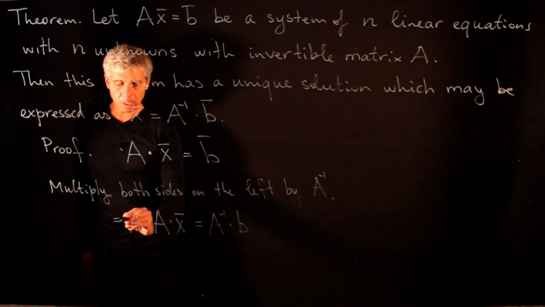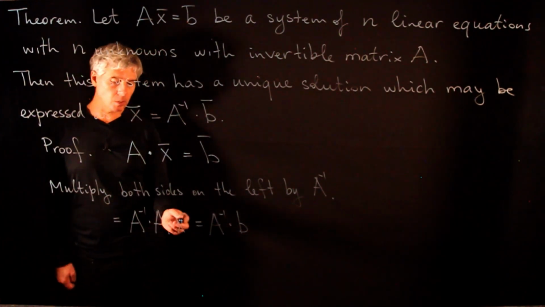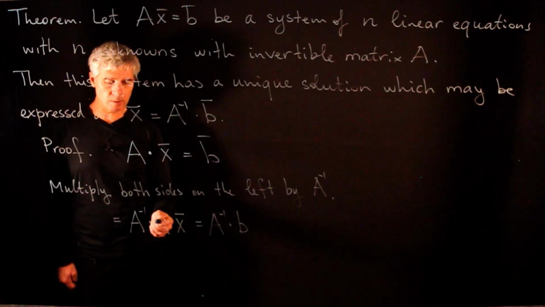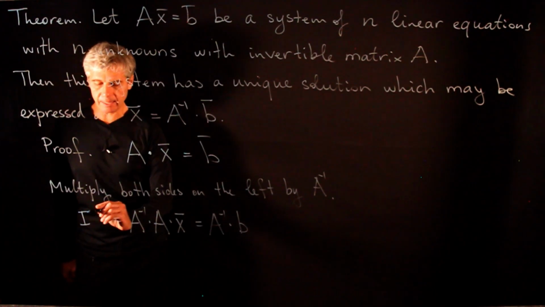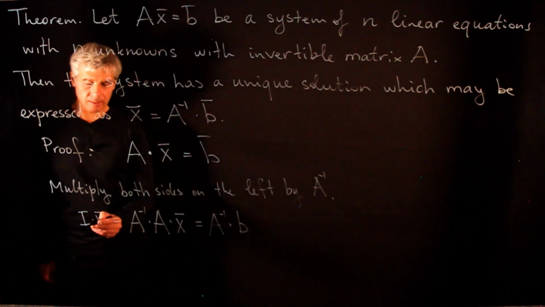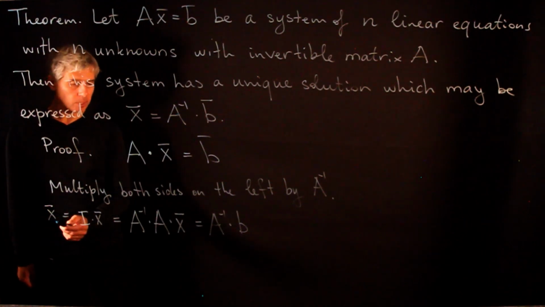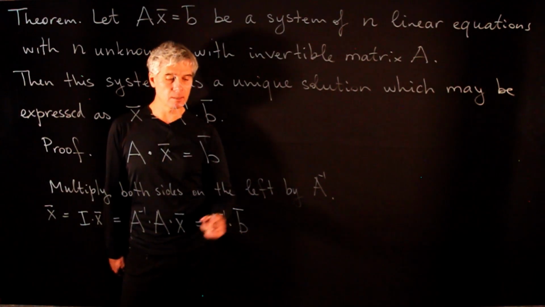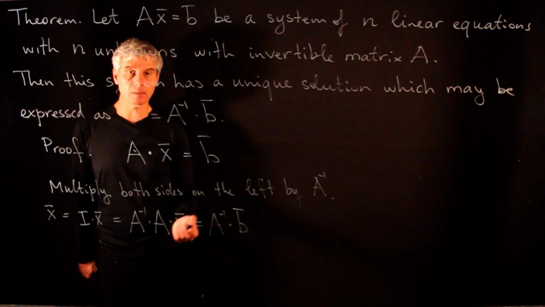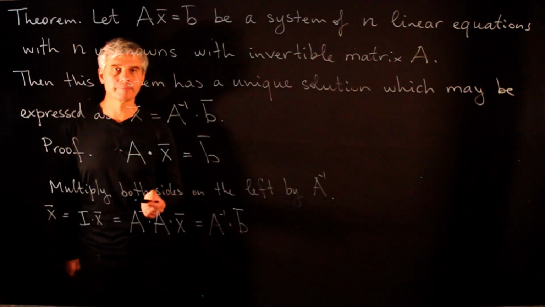But how can we express the left-hand side? Since we know that this multiplication is associative, A inverse times A is equal to identity. So we have identity times x, and identity times x is simply equal to x. As a result, we get that x is equal to A inverse times B. And this clearly tells us that there is one solution, and this solution is given by this product.